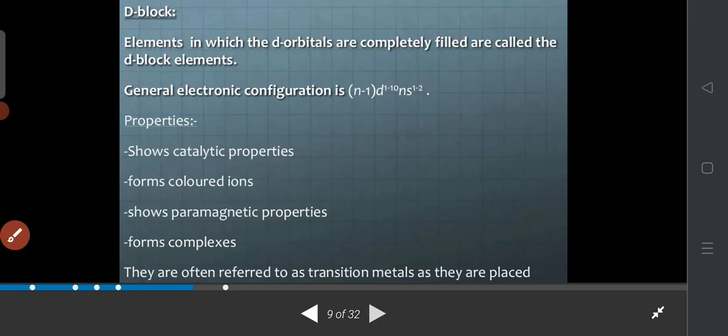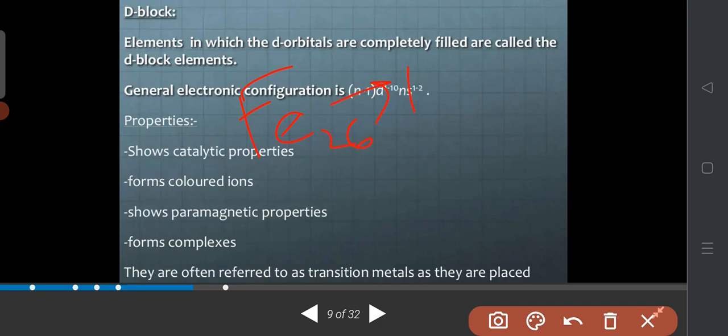Which kind of complexes? Different kinds of complexes they can form by coordinate bonds. Because suppose in the case of iron, it can form different complexes like potassium ferrocyanide. So many complexes they have. So suppose we see the electronic configuration of the iron atom. Iron has atomic number 26.